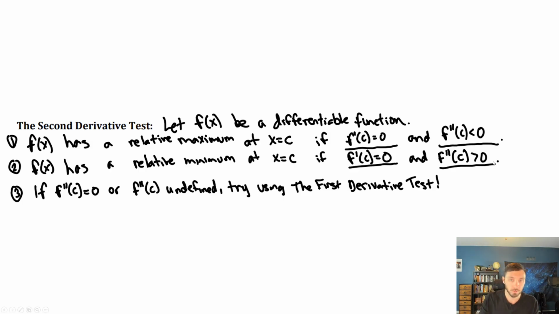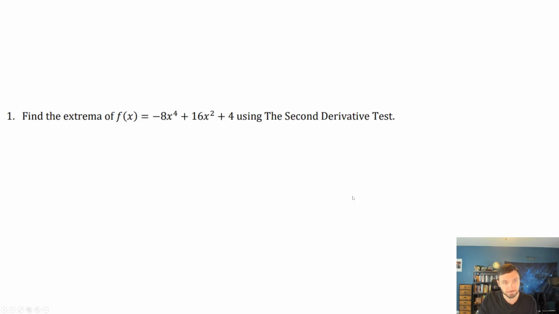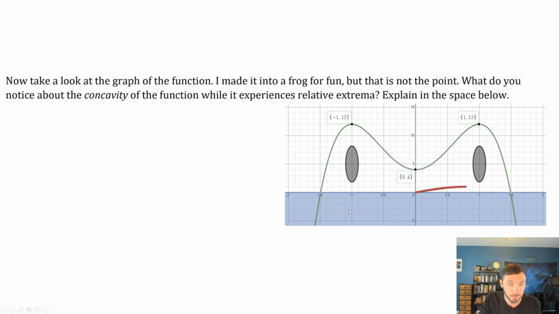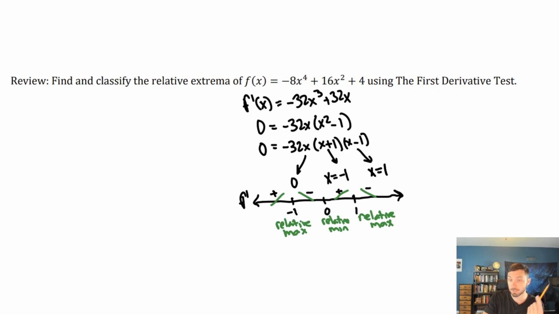This is also true with general critical points, but right now we're just looking at it through the context of the derivative. And then if the second derivative happens to be 0 or undefined, we just have to use the first derivative test instead. We're going to look at some examples. We're going to look at the one we just looked at, so we already know the answers to it, right? We know it's a max at negative 1 and 1. We know there's a min at 0.